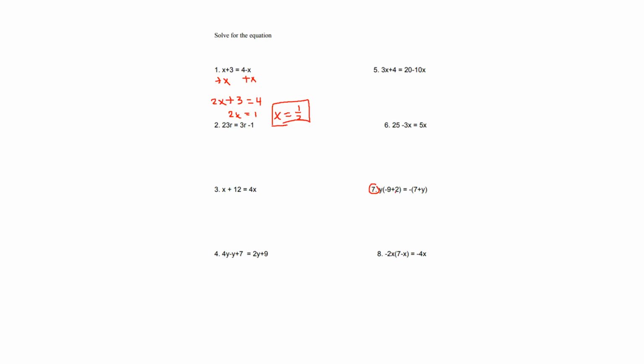Let's do number 7 right here. For number 7, it's a couple more extra steps because you still need to distribute, which means if you distribute, it becomes negative 9y plus 2y equals negative 7 minus y. And if you move the y onto the other side, then you get negative 9y plus 3y equals negative 7. And that also just simplifies to negative 6y equals negative 7. If you divide both sides by negative 6, then you get y equals 7 over 6.